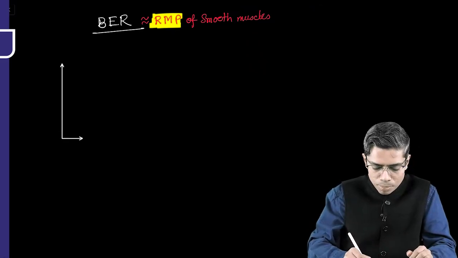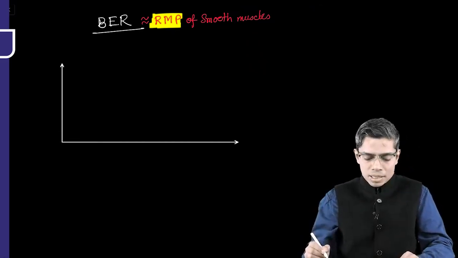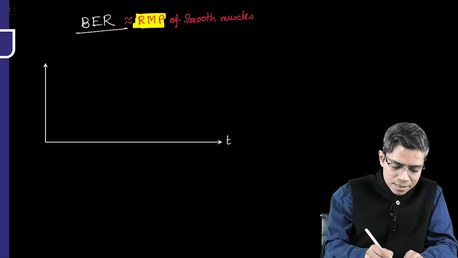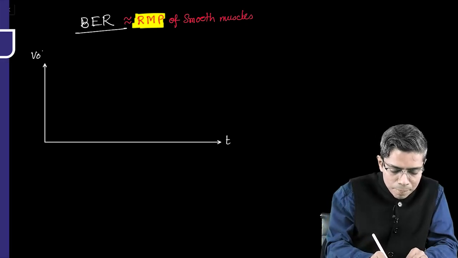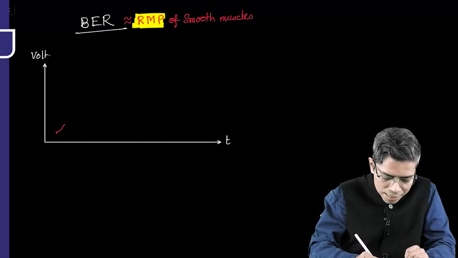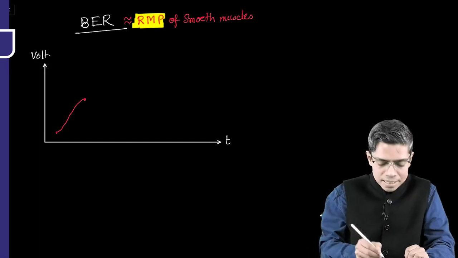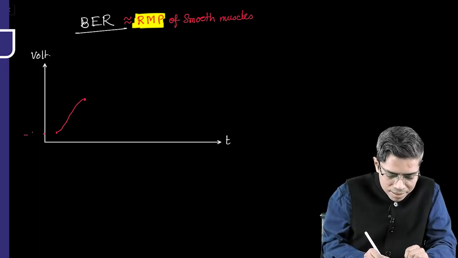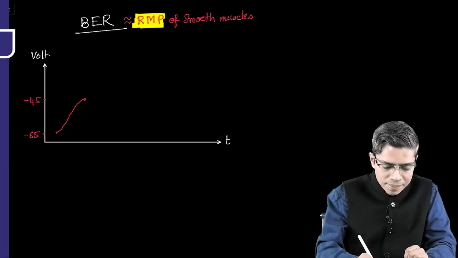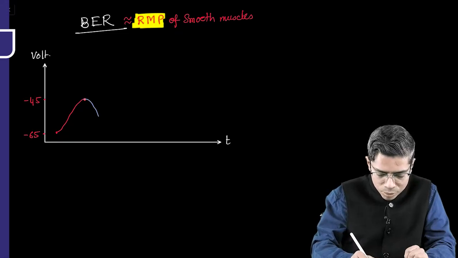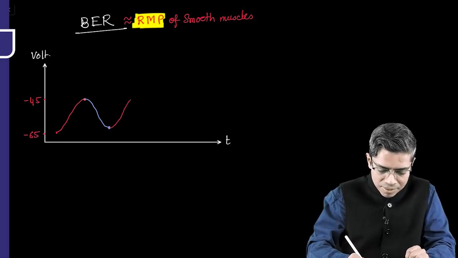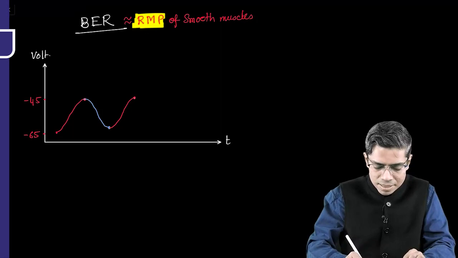So we are going to plot this BER or the RMP of the GI smooth muscle on the x-axis, which is the time axis, and on the y-axis, which is the membrane voltage axis. You will find that the resting membrane voltage of the GIT moves from minus 65 millivolt to minus 45 millivolt, and again returns back to minus 65 millivolt, and again rises to minus 45 millivolt, and again returns back.